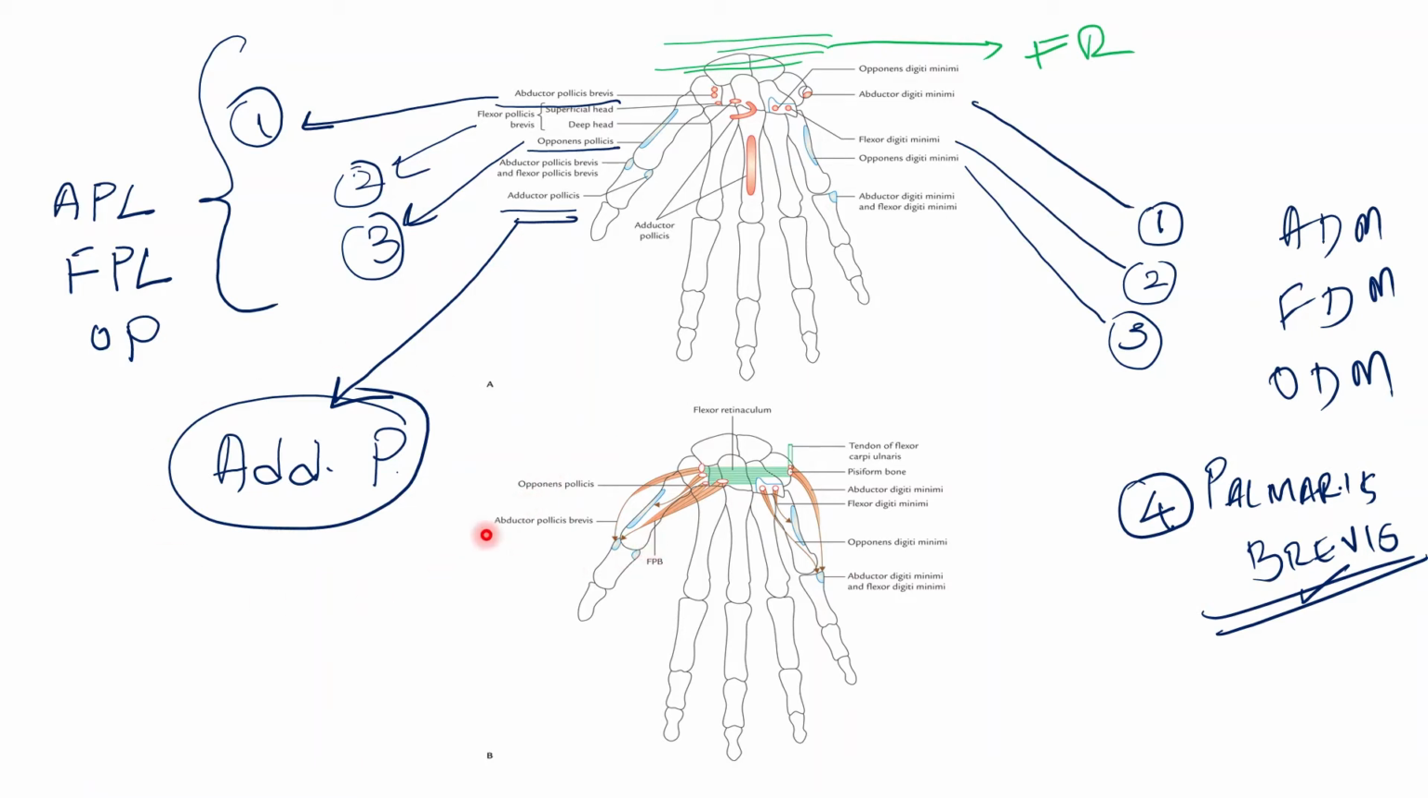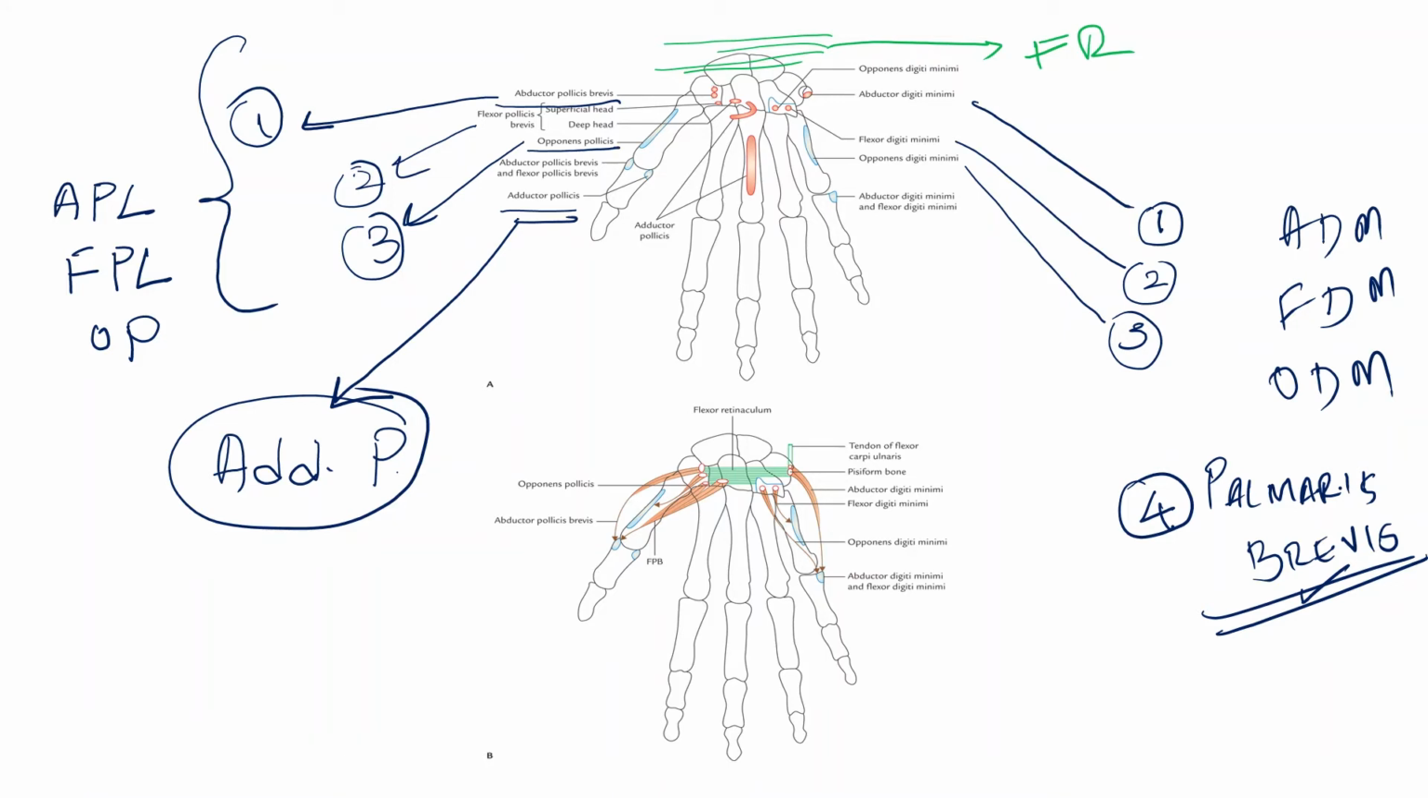Moving on to the attachment of the adductor of the thumb, that is the adductor pollicis. This adductor pollicis has two heads, the superficial or transverse head and the oblique head. Yes, the two heads of the adductor pollicis are the transverse head and the oblique head.